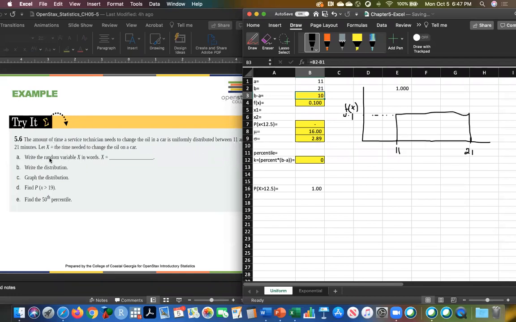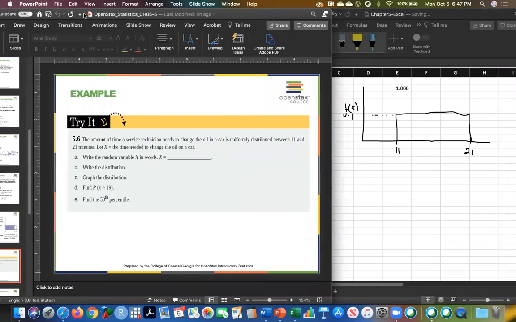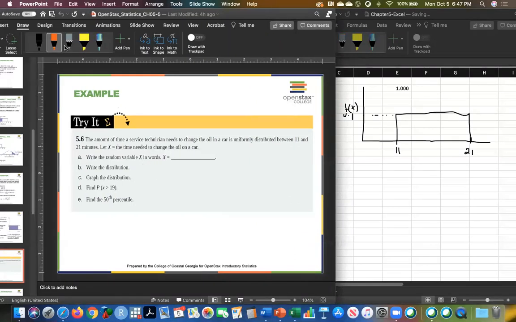Let X, so we are writing a random variable in words, be the time needed to change oil on a car. Then write the distribution. We are going to use the same notation as here. So X follows a uniform distribution with parameters 11 and 21, right? It doesn't look like this, but this is an 11 and this is a 21. Then graph the distribution. That's what we did here.